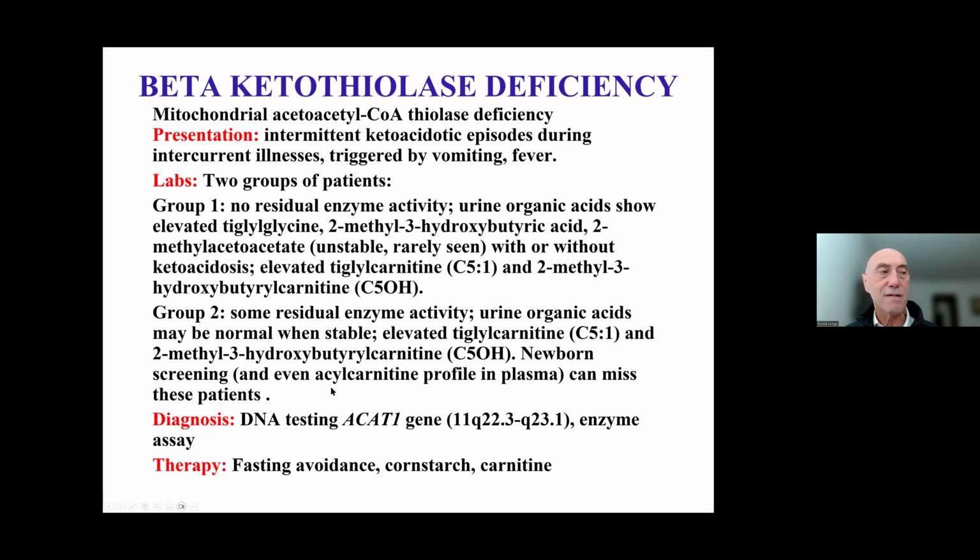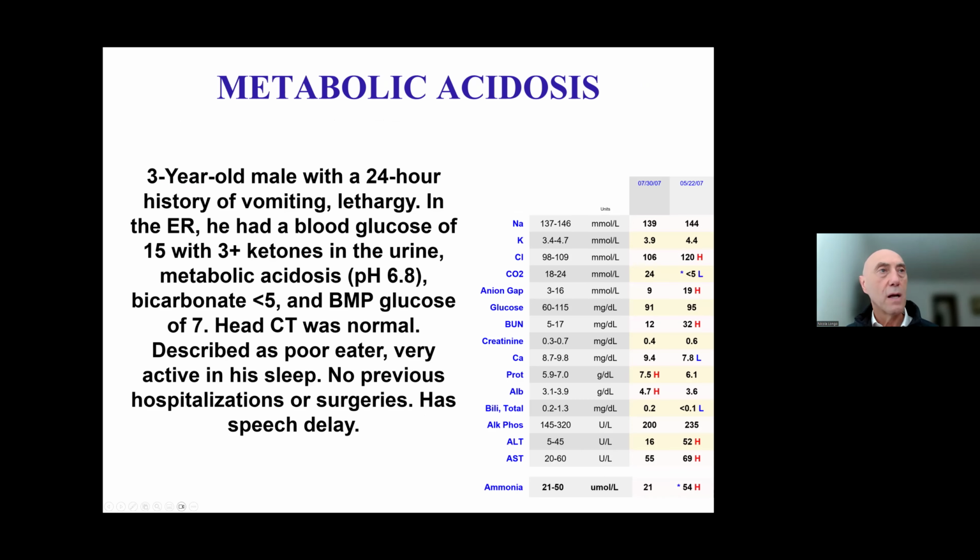The therapy here is more simple. Most of these patients do not need alkali supplementation. They tend to do well just with fasting avoidance and supplementation of cornstarch or carbohydrates. This is a patient that I had many years ago, and he had a history of vomiting, lethargy, and the presence of hypoglycemia as well. Hypoglycemia is not constant in this disease, but can occur. 3+ ketones in the urine, metabolic acidosis with a bicarb of less than 5, and you can see the BMP on the right side of the slide, and an increased anion gap.